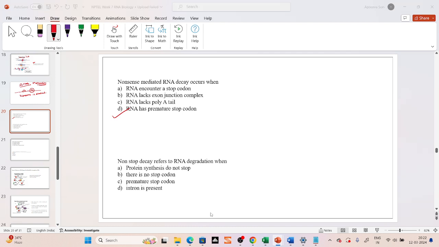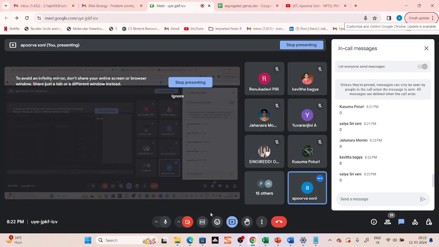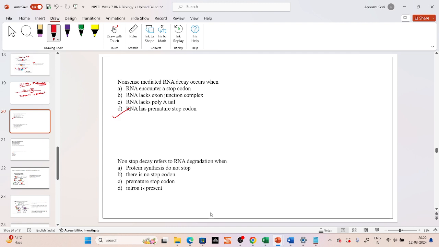Okay, now I'm switching the screen. Okay, so Janara has answered B, Kavita has answered B, Satya has answered B. Let's see what is B option. There is no stop codon. Non-stop decay. Yes. Correct answer. That means now you are understanding the concepts.